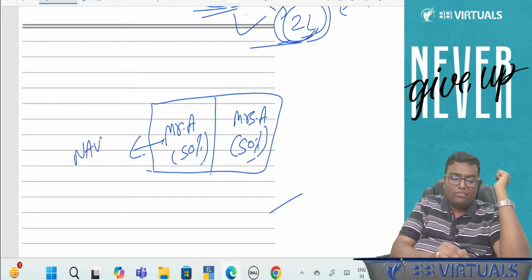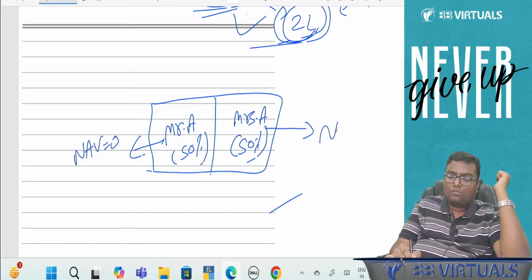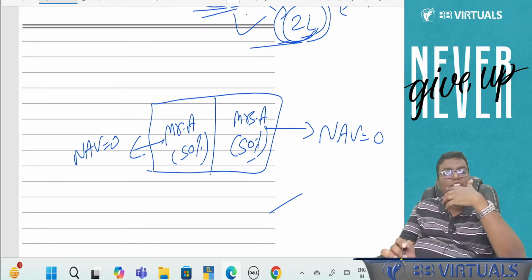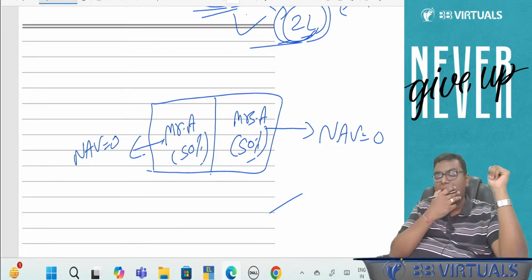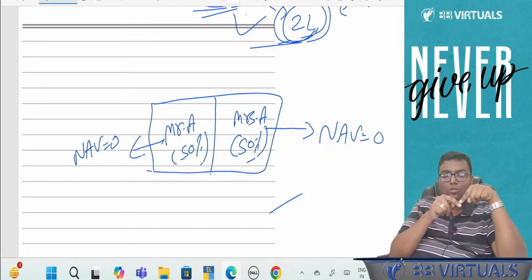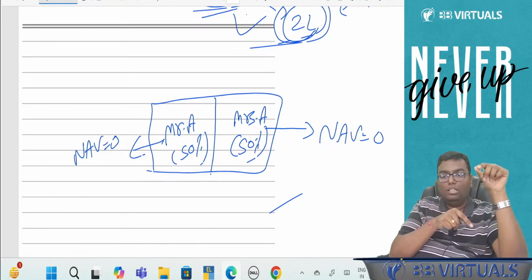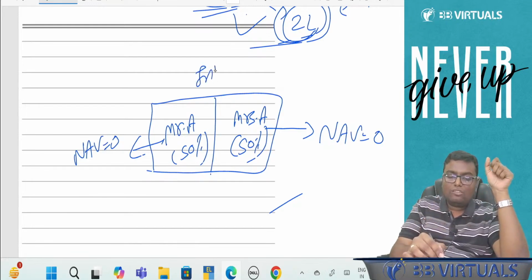For Mrs. A also, the NAV will be 0. Calculation is to be done per taxpayer. Acha, for purchasing the house, they have taken a joint loan. And this year, the interest of the entire house is rupees 5 lakh.